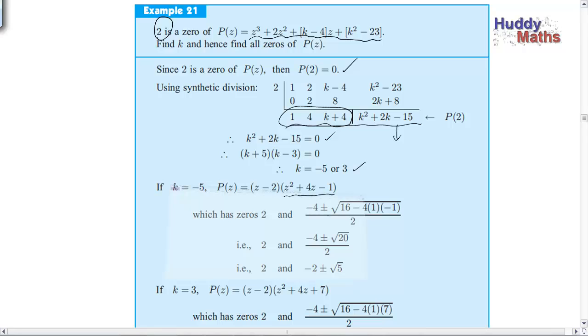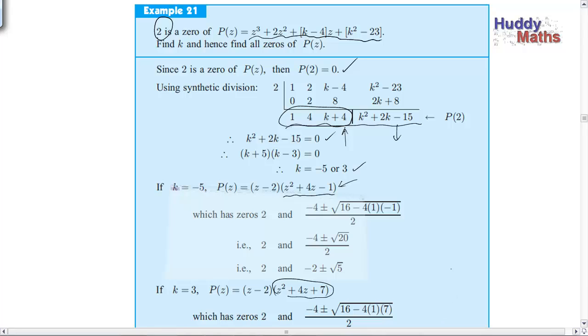So if 2 is a 0, then you know the k values, take it 0, and you can put that into here to actually do it. There's two different ones here though, -5 or 3, so that's the factor if it's -5, and this is the factor if it's -3. And then you can find all the other zeros from those factors.